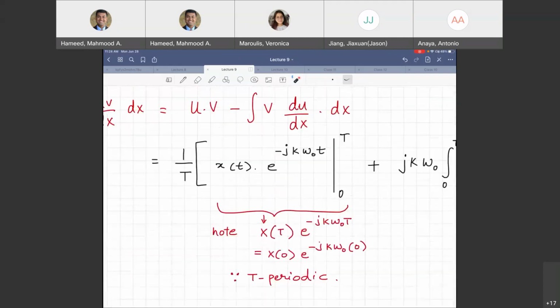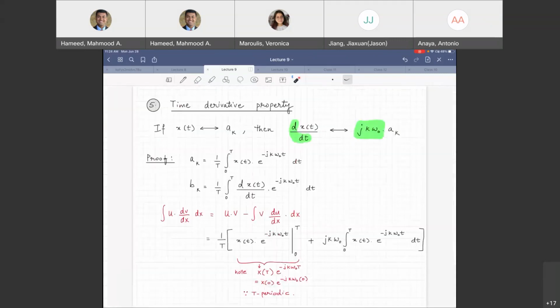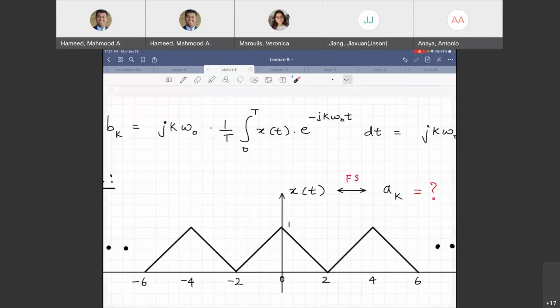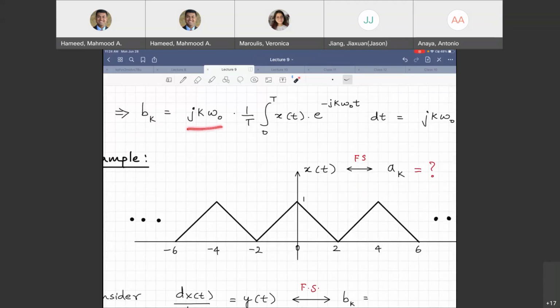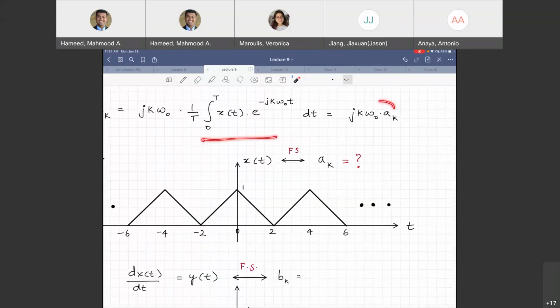Note that when you plug in a capital T over here, followed by this 0 over there, it is a periodic signal, right? If it's a periodic signal, the value at 0 and the value at one time period after will be the same. That's how it's defined. So upper limit and lower limit are essentially evaluating the signal at the same value, which means all of this will go to 0. Oh, sorry, right here. What you will be left with is just simply jk omega naught followed by ak. Right? All of this is ak.